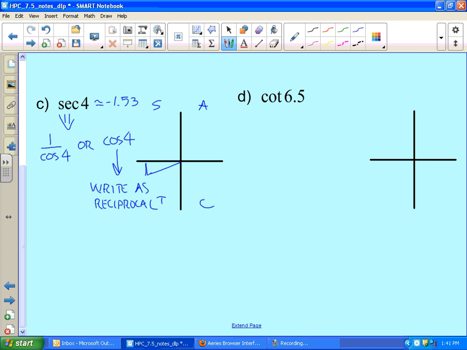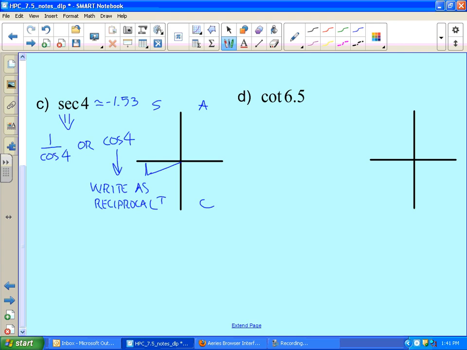No? Remember, one of two ways to get this. 1, divide, parenthesis, cosine 4, close parenthesis, equals. Or cosine 4, get that answer, and then hit my x to the negative 1 key or 1 over x key.